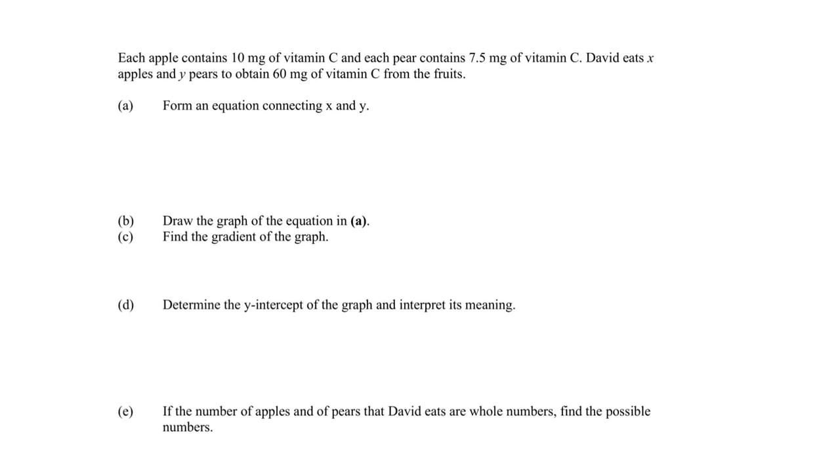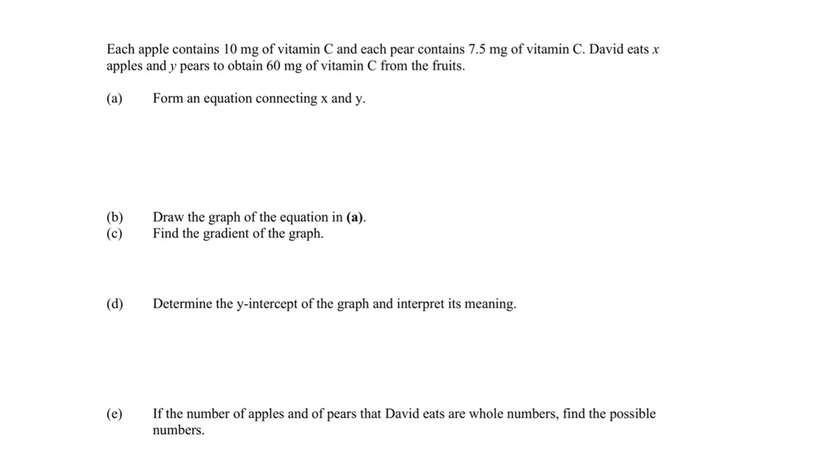We are given that each apple contains 10 milligrams of vitamin C and each pear contains 7.5 milligrams of vitamin C. David eats X number of apples and Y number of pears and he obtained 60 milligrams of vitamin C from these fruits that he had eaten. Form an equation connecting X and Y.